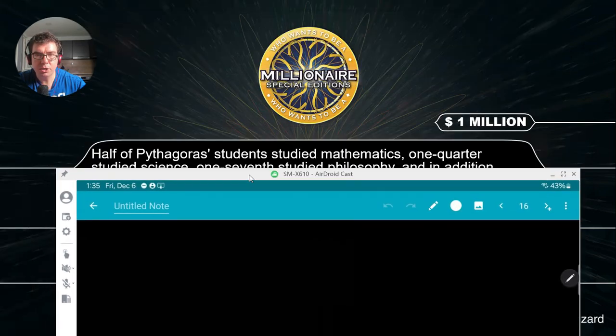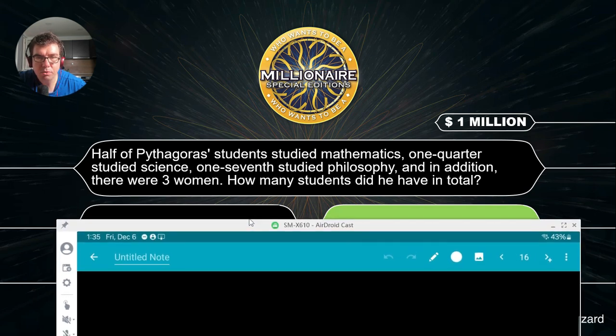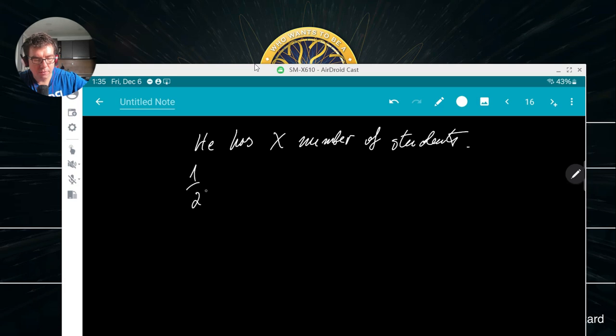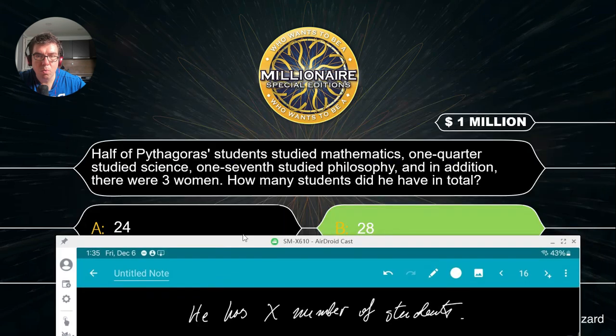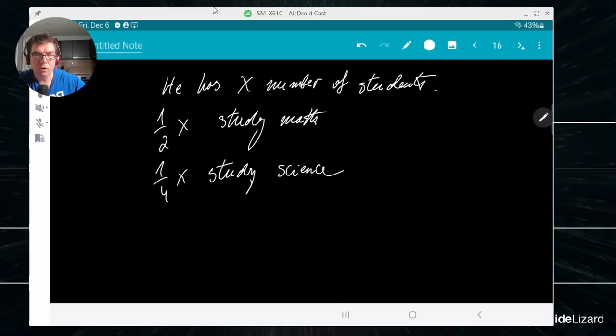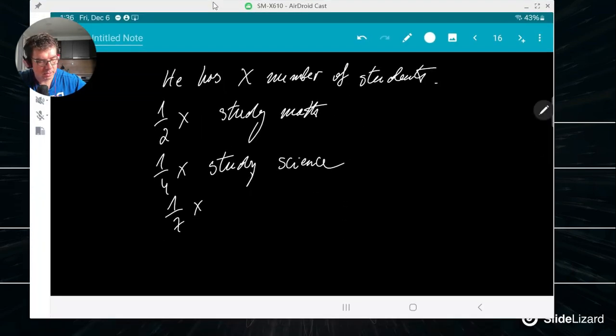So, again, let's check what is given. Half of the students studied mathematics. So let's say he has X number of students. So 1/2 of X, half of the total amount, study math. 1/4 study science, so 1/4 X study science. Then 1/7 studied philosophy. 1/7 of X, where of means times, study philosophy. And there were 3 women.